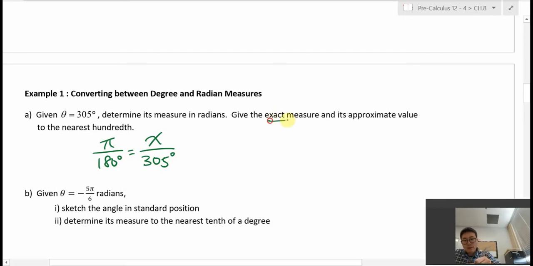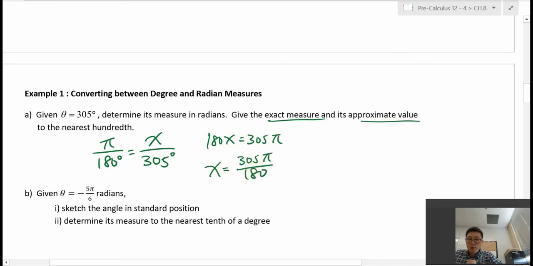It says give the exact measure and approximate the value. So we can solve for x. Recall, we can cross multiply. So 180x should equal 305 pi. You can solve for x by dividing both sides by 180. So that will be the exact value.